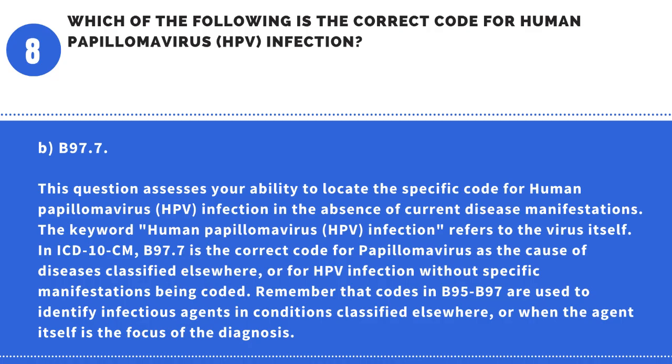Answer B. B97.7. This question assesses your ability to locate the specific code for human papillomavirus, HPV, infection in the absence of current disease manifestations. The keyword human papillomavirus, HPV, infection refers to the virus itself. In ICD-10-CM, B97.7 is the correct code for papillomavirus as the cause of diseases classified elsewhere, or for HPV infection without specific manifestations being coded. Remember that codes in B95 to B97 are used to identify infectious agents in conditions classified elsewhere, or when the agent itself is the focus of the diagnosis.